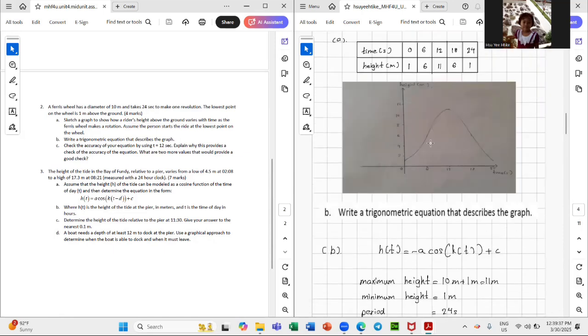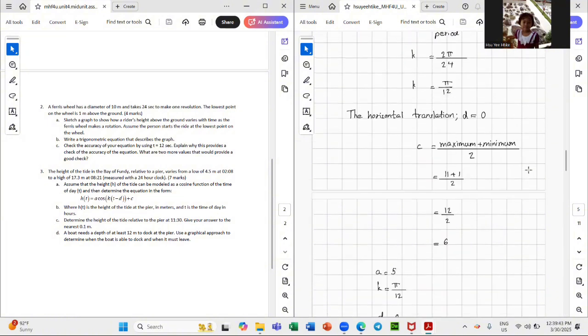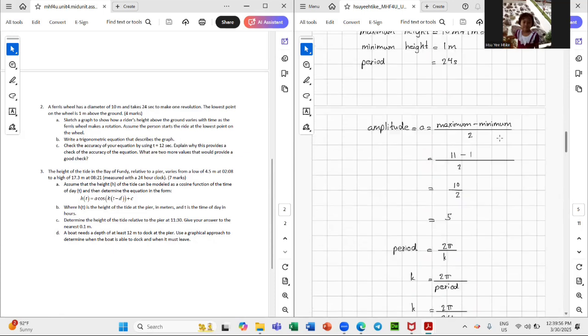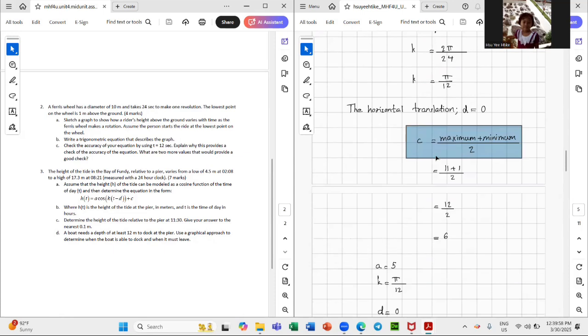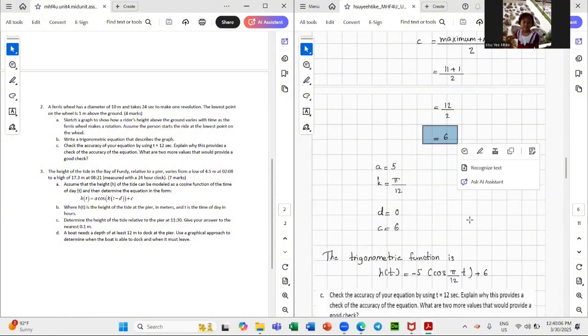Here in the graph, the horizontal translation d is equal to 0. To find the value of c, the vertical translation, the equation is c is equal to maximum plus minimum over 2. So we add 11 plus 1 and then divide it by 2. And the final answer for c is 6.